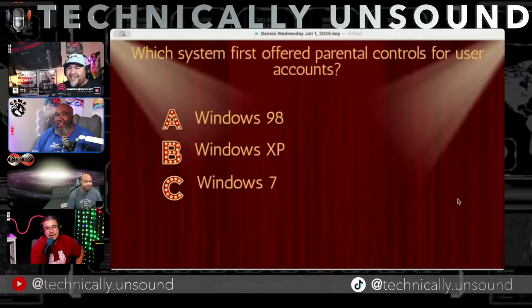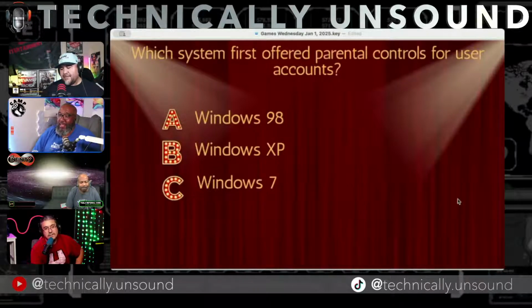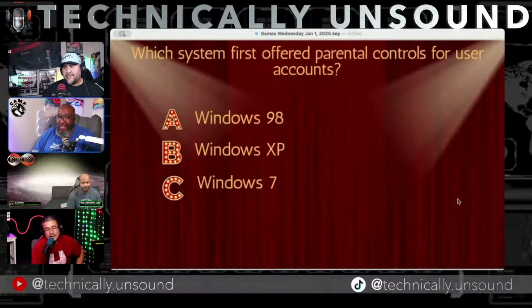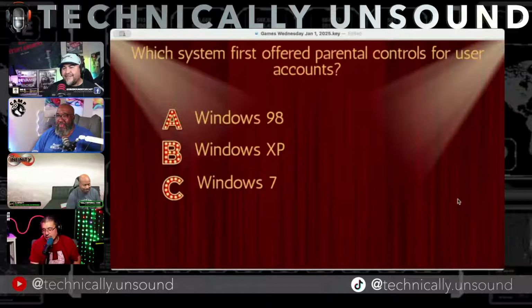That is a lot. Which system first offered parental controls? You just skipped all. You might as well have just stopped and picked it up next week. I'm gonna tell you like this: if you don't shut your mouth, I have a whole other batch. I have two sets of trivia because I thought there might have been a chance to go on last night, so I created a whole other set of trivia. Oh. So I'm ahead for next week.